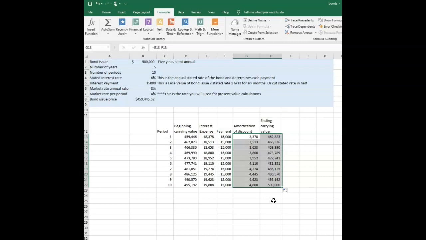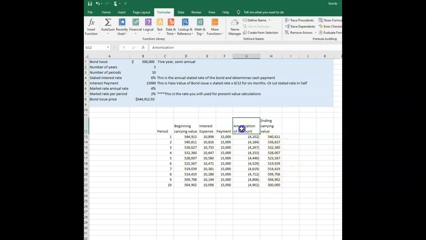And we'll do one more run through of what happens if this is a premium instead of a discount. So I'm going to change my market interest rate to something less than 6. I'm going to go with 4% here. And that brings our bond issue price to 544. Notice the beginning carrying value is already brought in, and everything flows through nicely with my whole amortization table.